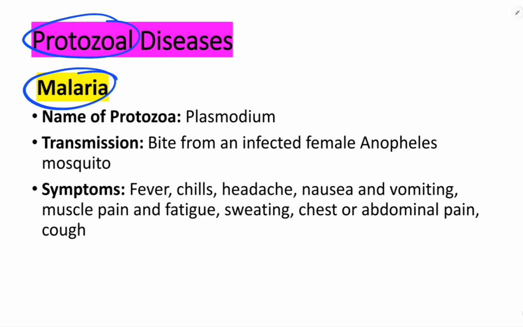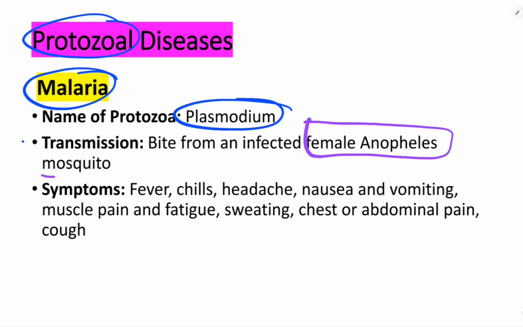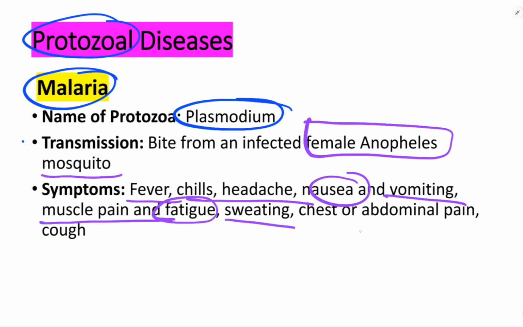First one, malaria. It is caused by the plasmodium. It transmits through the bite of an infected female Anopheles mosquito. And the symptoms are fever, chills, headache, nausea, vomiting, muscle pain and fatigue, sweating, chest or abdominal pain, and cough. These are all the symptoms of malaria.